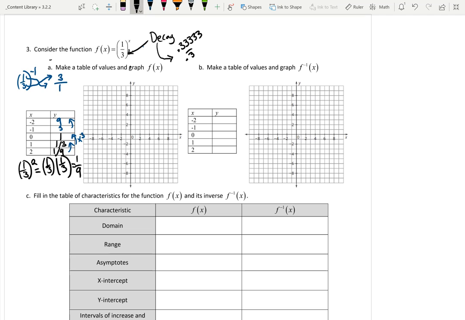So I got my table of values. I'm going to go ahead and plot it down. I'm going to start out with the nice ones, (-2, 9). So I'm going to go here to -2, and go up 9, then (-1, 3). And the y-intercept of all basic exponential functions is not at (0, 2), it's at (0, 1). And now I'm going to go ahead and try to graph this next part.